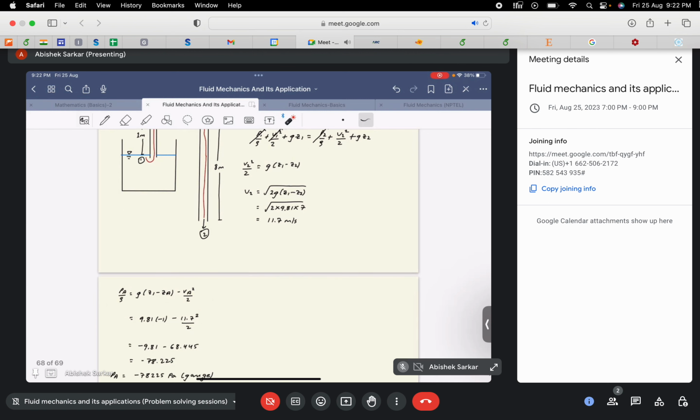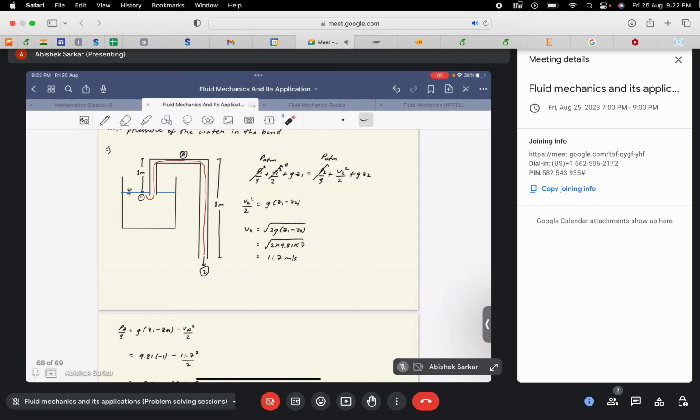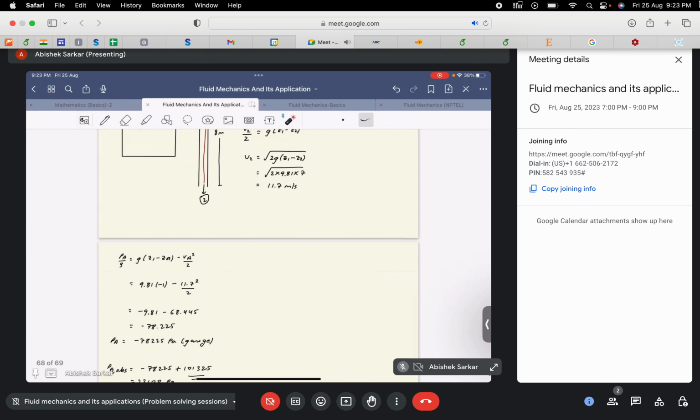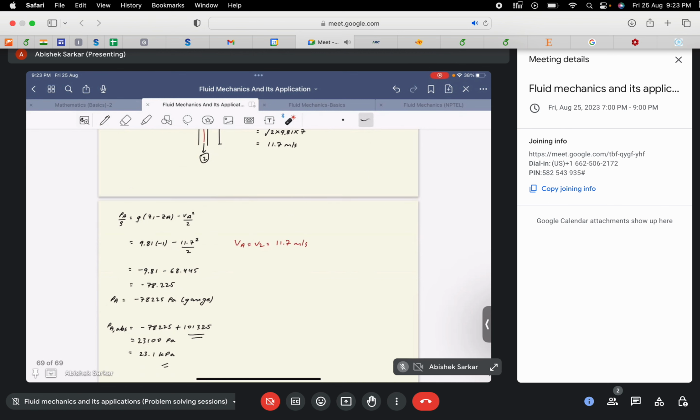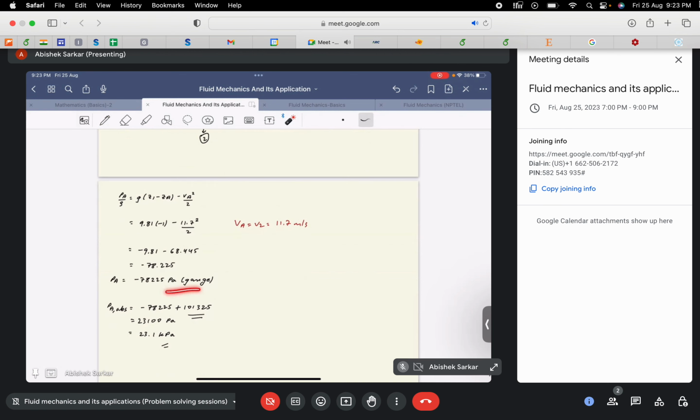Point A was at an elevation of 1 meter from the free surface of the liquid, so Z1 minus ZA gives us minus 1. VA should be equal to V2 because the area of the duct remains constant. So VA is equal to V2. Plugging in those values, we get PA is equal to 78225 Pascal, which is the gauge pressure.